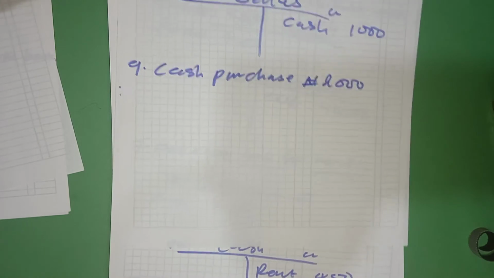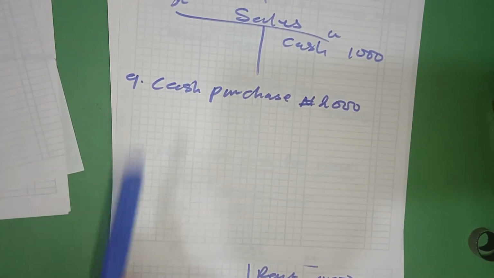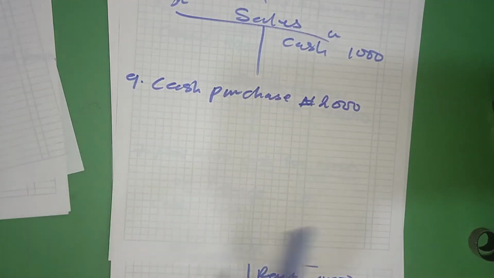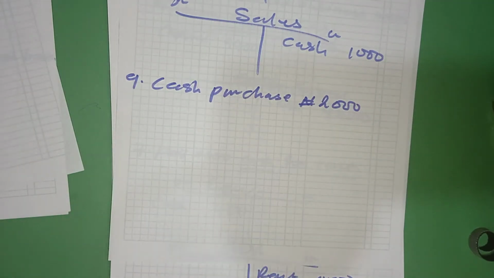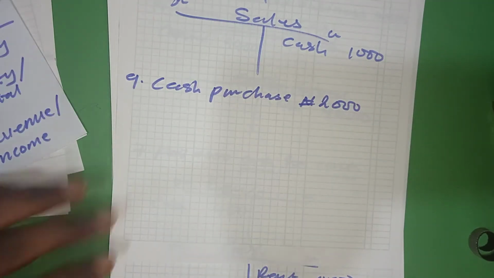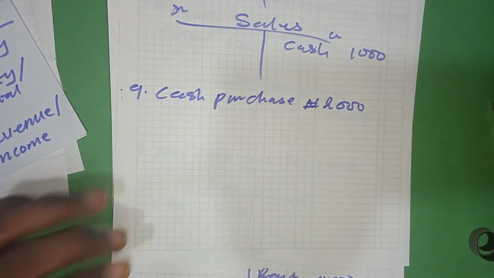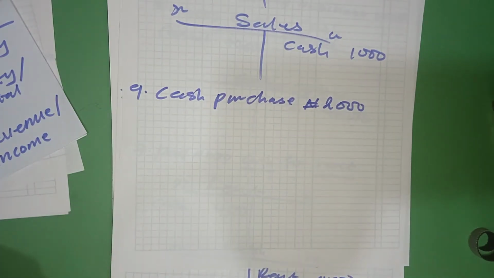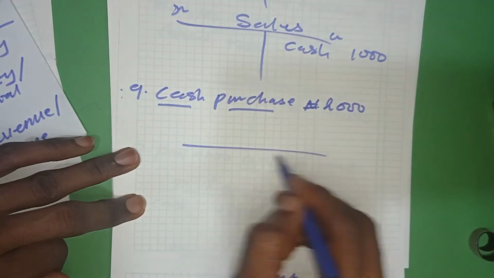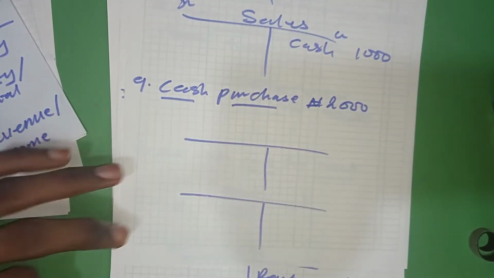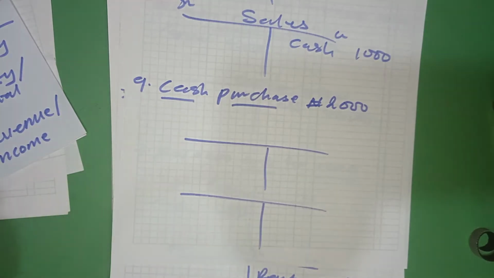Now, this is cash purchase. We've done cash sales. Now it's cash purchase. I'm trying to be fast so that the video will not be too long. Cash purchase. What are the two accounts? You don't need to think too much. The two accounts here are the cash account and the purchases account. And we're going to open our accounts. Then you put what? Cash purchase.